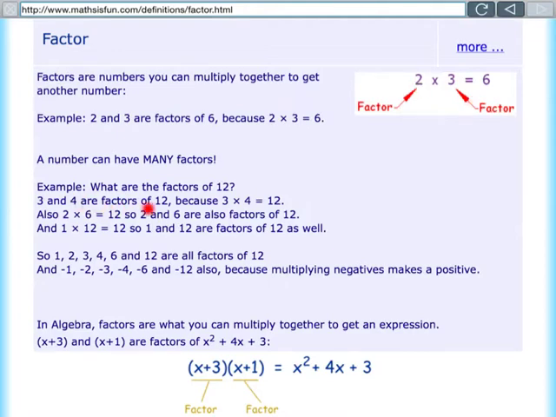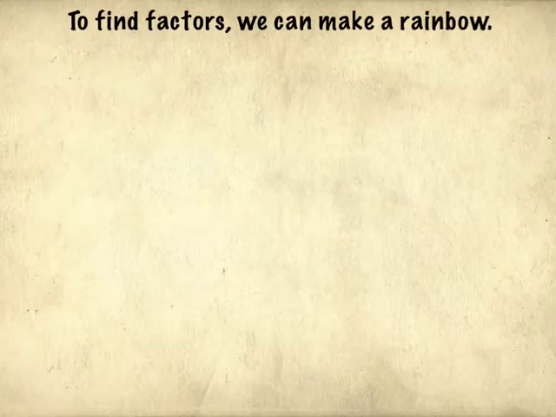So for example, here it says, what are the factors of 12? Well, we know 3 and 4. 3 times 4 is 12. Also 2 times 6 is 12, so 2 and 6 are also factors of 12, and 1 and 12. So the factors of 12 are 1, 2, 3, 4, 6, and 12. Also the negative ones, but don't worry about that right now. So when we're talking about factors, we're talking about numbers that multiply to give you a number.